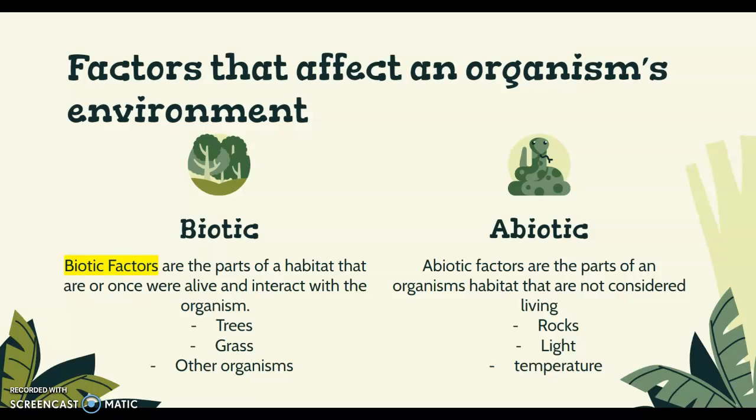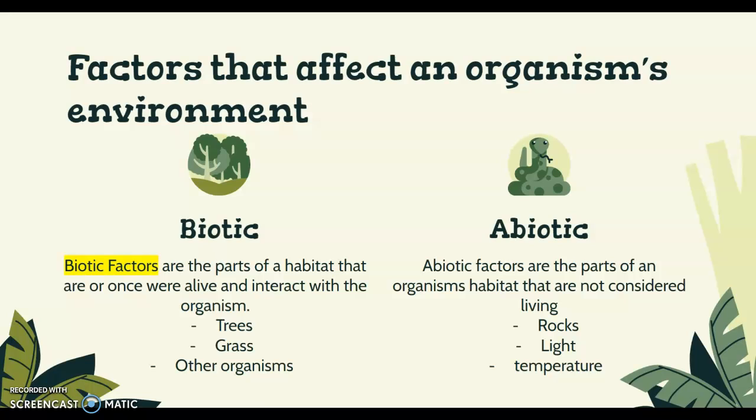And so there are many factors that can affect an organism's environment, and there are two basic types that I want you to know. And the first is biotic factors. So biotic factors are the parts of a habitat that are or once were alive and interact with the organism. So we're looking at trees, grass, and even other organisms.